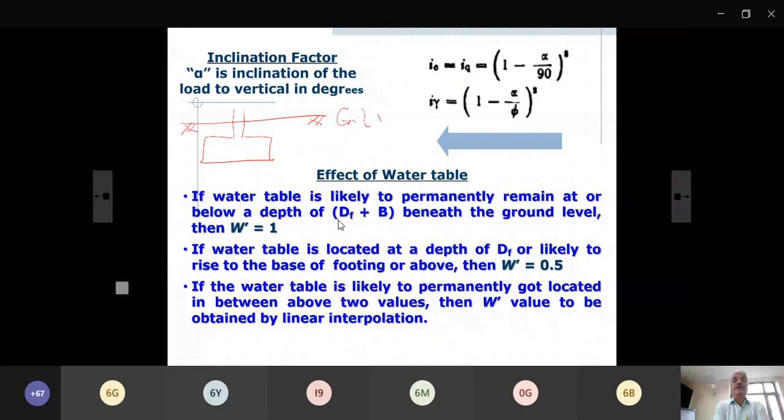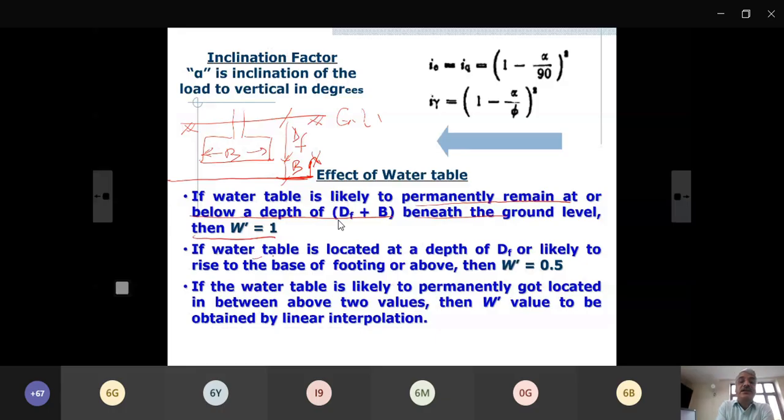What it says is, if the water table is likely to permanently remain at or below a depth of Df plus B beneath the ground level. So this is Df, depth of foundation, this is width of foundation. Df plus B from the ground level means this much below the footing bottom. So if your water table will not rise above this, at maximum it will come up to this level, its effect on the foundation bearing capacity will be very, very less, and therefore you take W dash equal to 1, meaning no effect, you are not reducing that third component which is contributing towards bearing capacity.